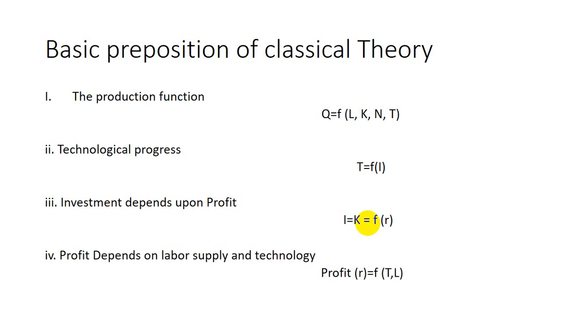So the application of improved technology in agriculture can raise productivity and hence profit. If there is an increase in productivity, automatically there is an increase in profit. Thus profit is not only influenced by the level of technology, but also by the labor force. So that's why we say that profit is a function of technology and labor force.